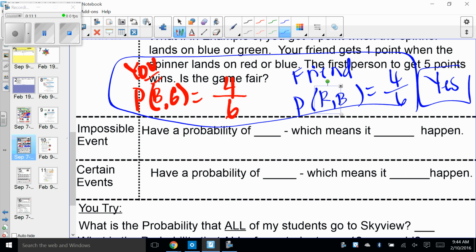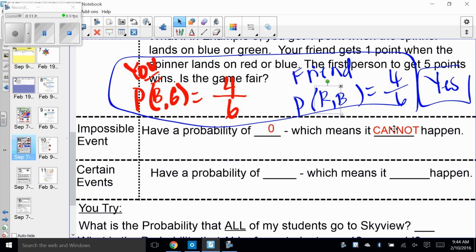So let's talk about what's called an impossible event. An impossible event really means that you have a probability of 0. You maybe have heard of these in situations before where even your friends are like, that's impossible. Well, that's really what it means. It means it cannot happen. A probability of 0 means there's no possible way it can happen.